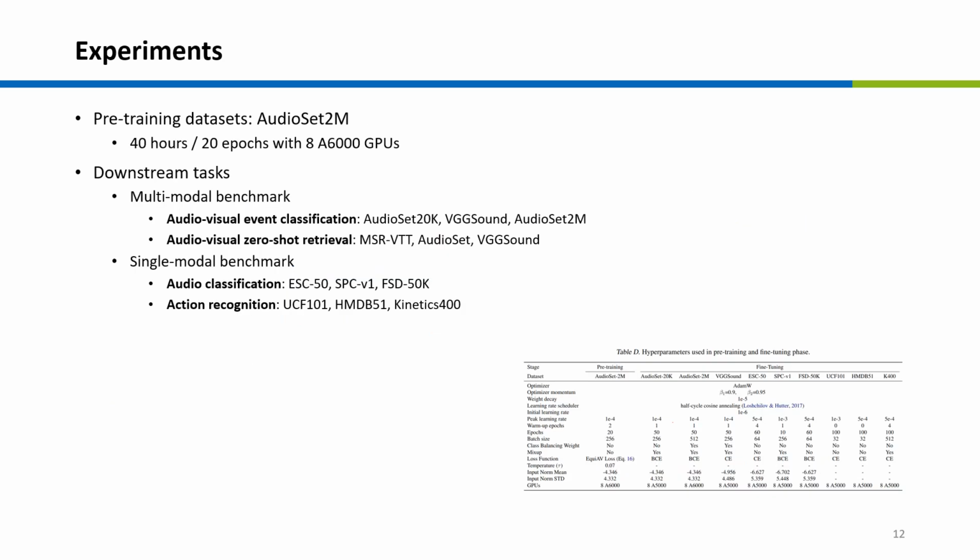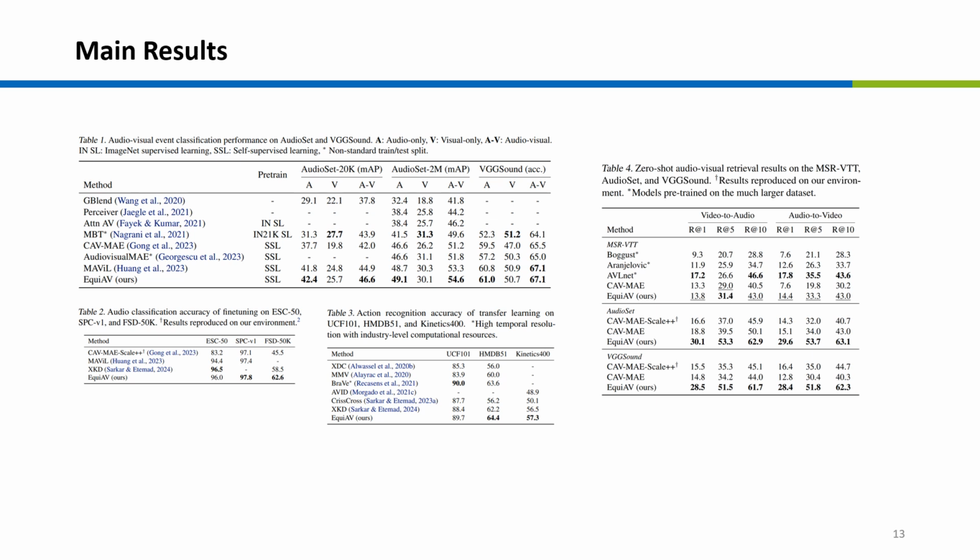For experiments, we pre-train our model on AudioSet 2M, which is a large-scale audio-visual dataset. Then, we evaluated this model on a number of downstream tasks. Here are the main quantitative results. We test our framework on various downstream tasks including audio-visual event classification, zero-shot audio-visual retrieval, and action recognition tasks. As shown in the table, our method outperformed the existing state-of-the-art works, demonstrating its effectiveness for learning rich audio-visual representation.